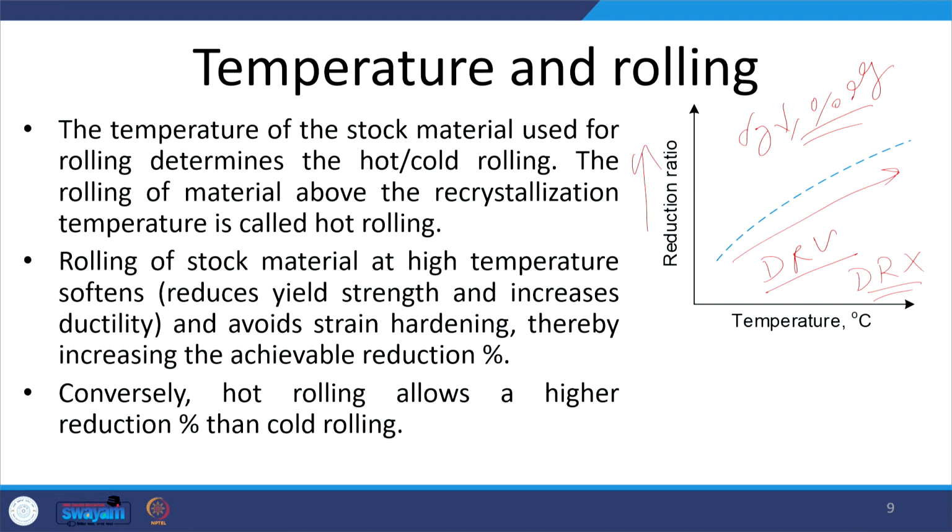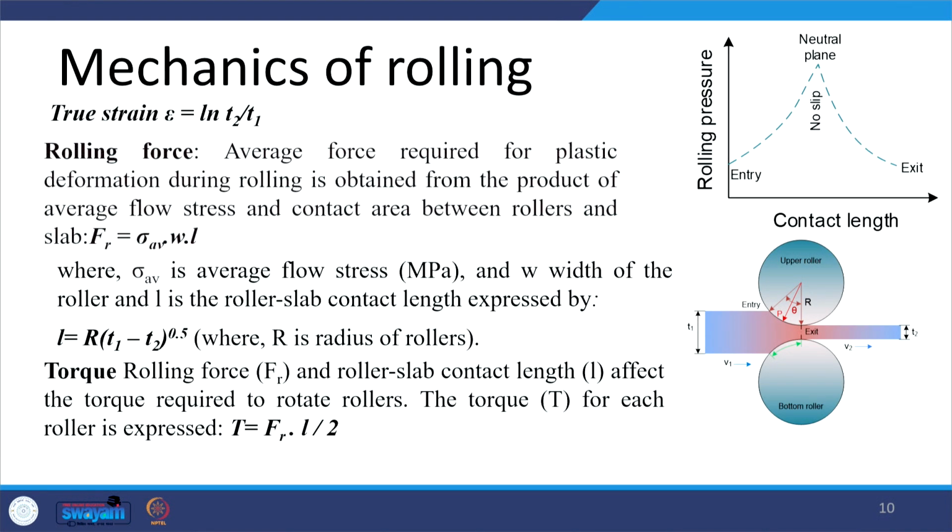Here the temperature of the stock material used for rolling determines whether it is hot rolling or cold rolling. Rolling of the material above the recrystallization temperature is known as hot rolling. Rolling of the stock material at a high temperature softens the material by reducing the yield strength, increasing the ductility, and also avoiding strain hardening during the deformation, and these factors in turn allow greater reduction in one pass. Hence, hot rolling allows a greater percentage reduction in thickness as compared to cold rolling.